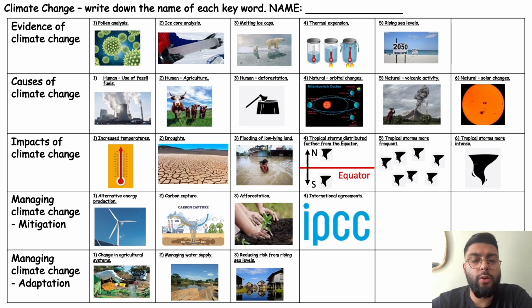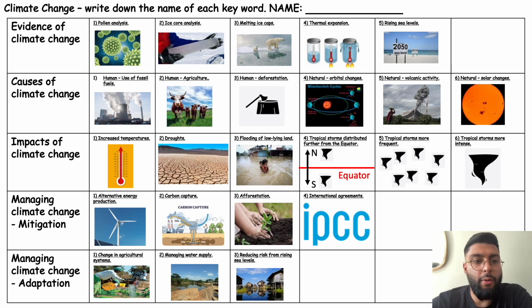Today we're going to be taking a quick look at the climate change topic, which forms part of the weather hazards and natural hazards unit from paper 1. So in the description is a link to the worksheet, or you can grab a worksheet from room 5. This particular one has all of the different aspects of climate change, so the evidence, causes, impacts, and then management, including mitigation and adaptation.